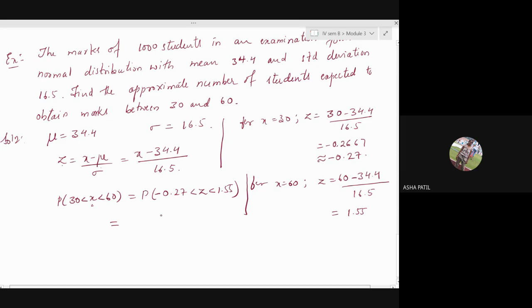So what will you get now? How to go for this? Which values will you add? To put it in terms of the area, which value will you add? Area of 0.27 plus area of 1.55. Minus 0.27 it is actually, but we know that area to the left and to the right are same. So we want this whole area. We'll write it as the area A of 0.27 plus A of 1.55. Take out the values from your table.